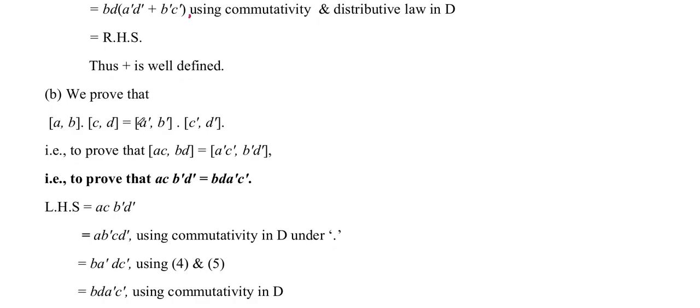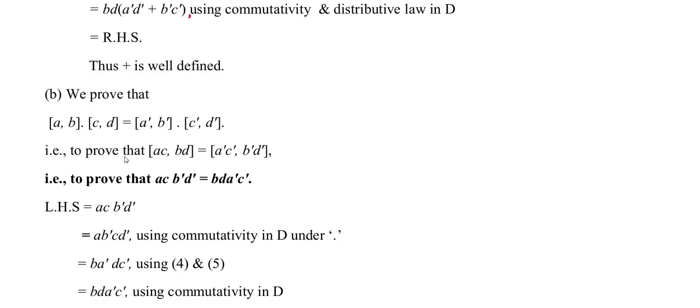Now multiplication is well defined. For that we need to prove that the equivalence class AB dot CD should be equal to the equivalence class A prime B prime dot C prime D prime. This is equivalent to proving that multiplication, which we know is defined component wise, is well defined. This is what we are trying to prove.